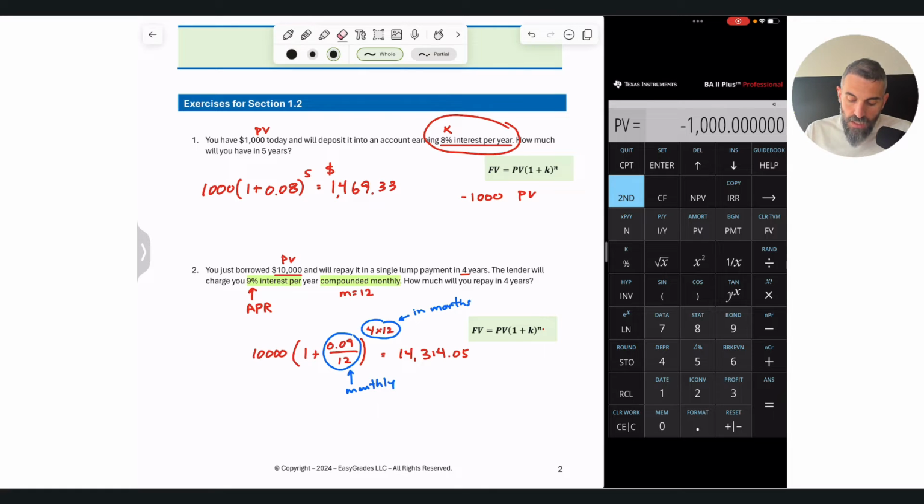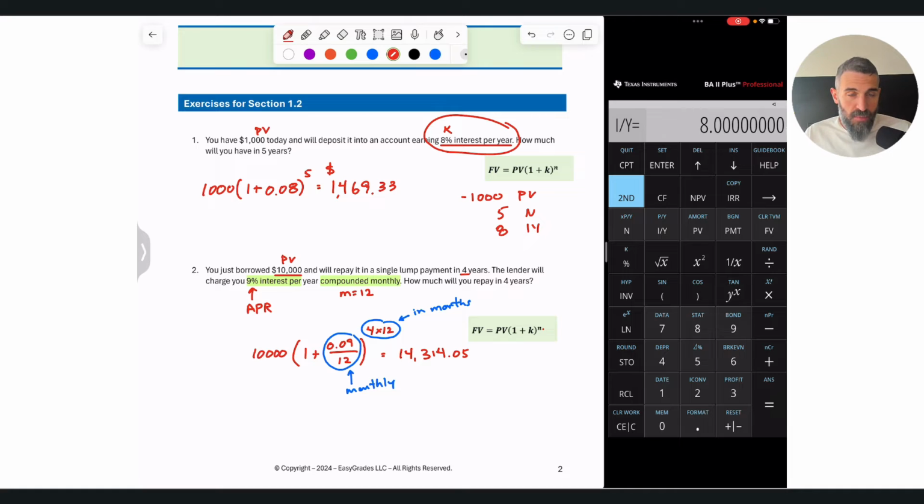That's it. Then we had our N. Our N was 5, so you press 5 N. The order doesn't actually matter. Your interest rate was 8, so 8 I/Y. And we're looking for the future value.